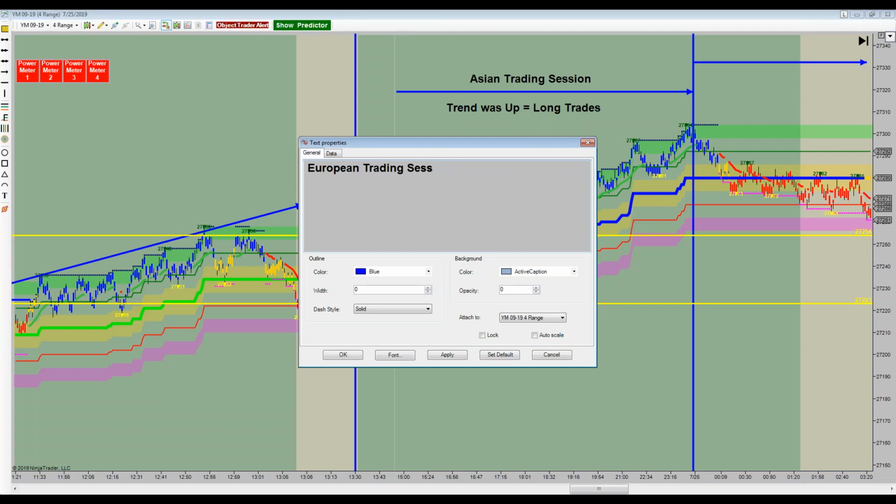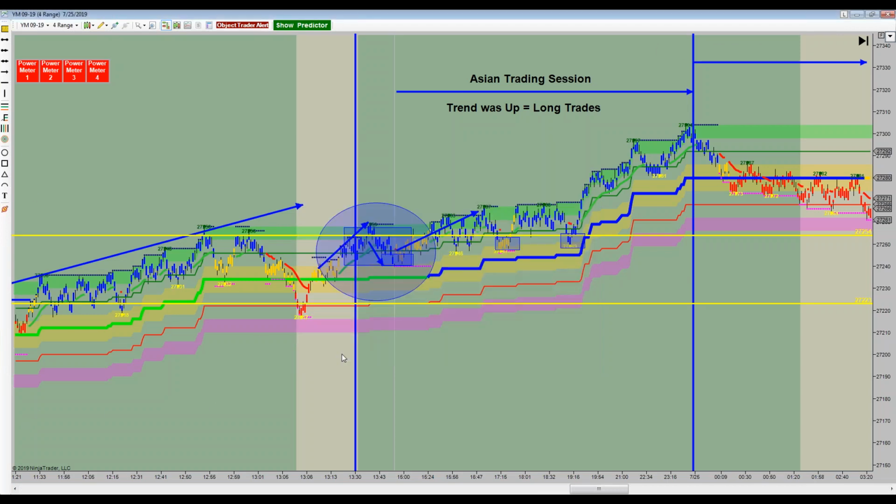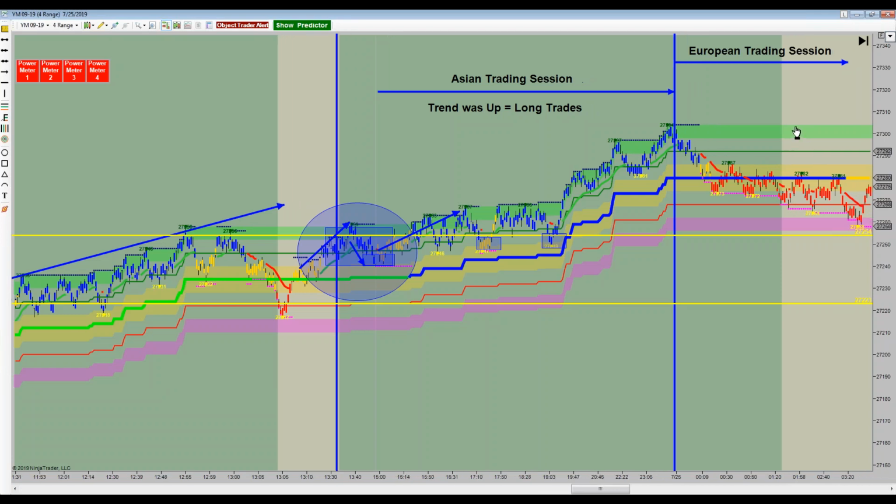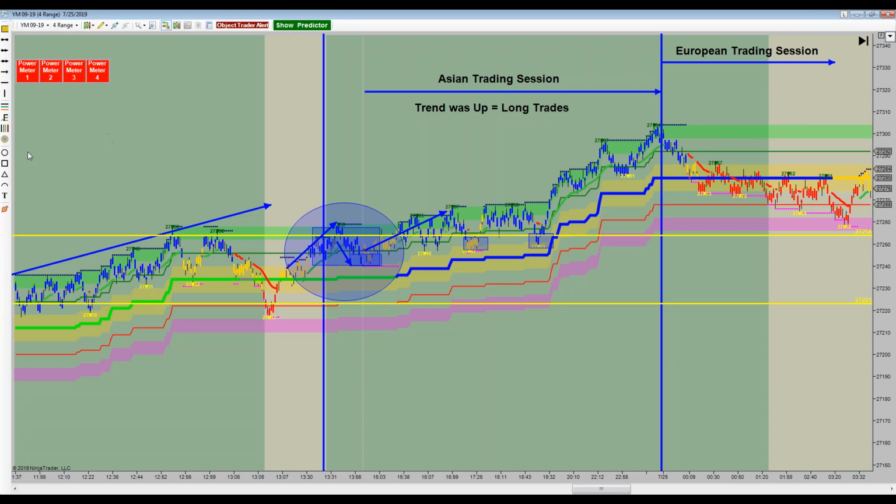Oops, too many S's, right? European trading session. Now, I have a question for the team here. When we went into the European session over here, what happened to the market? Are we now in a downtrend? Got a lot of red bars here. Look at this. Is this now a downtrend, this area right here? Has the market changed from up to down? That's a yes or no question.